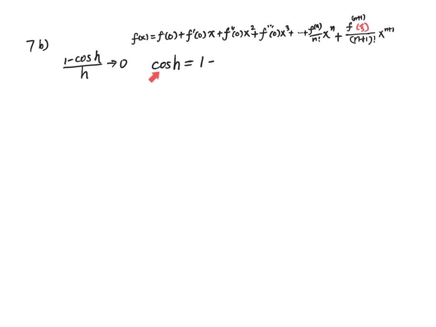So we need to expand cosine h. And then here's the Taylor expansion. The question is, how many terms do we need so that we can find the most accurate rate of convergence? Sometimes it takes a little bit of trial and error, but of course we should keep something in mind. What we should keep in mind is this.